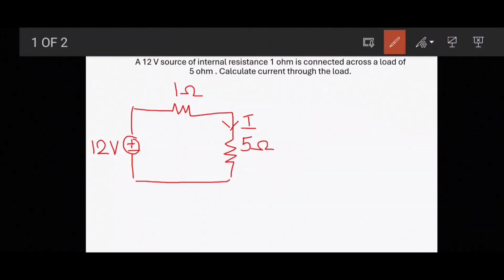Okay. So, according to Ohm's law, V is equal to I into R. So, what is here? V is the voltage, I is the current, and R is the resistance. So, I equal to V divided by R.